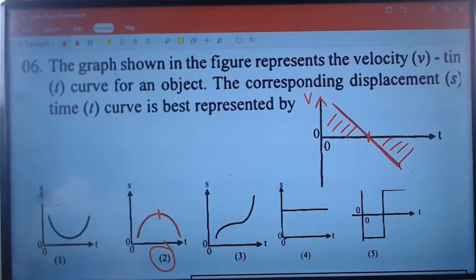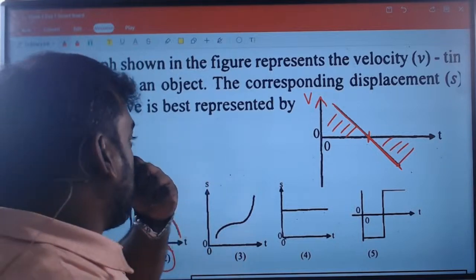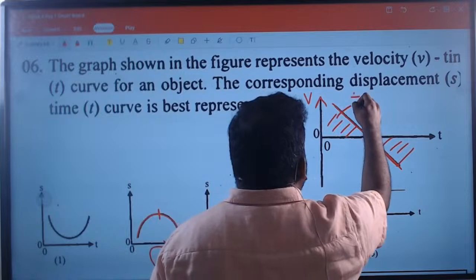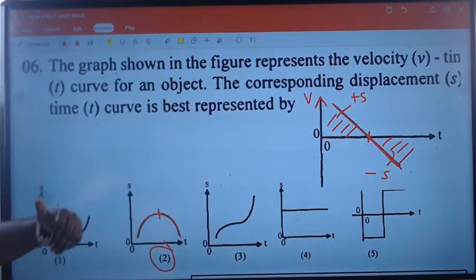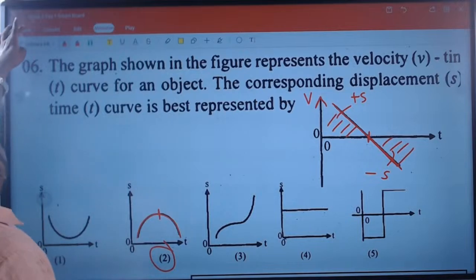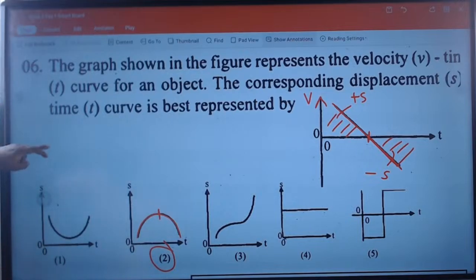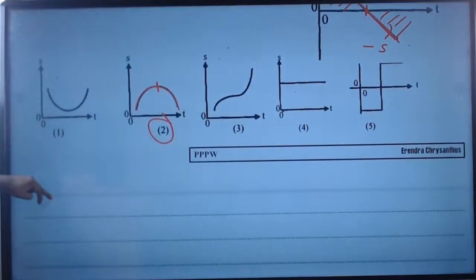Correct answer is answer number 2. This is a positive displacement, this is a negative displacement. Going forward, going backwards. Okay? Right. Moving forward.